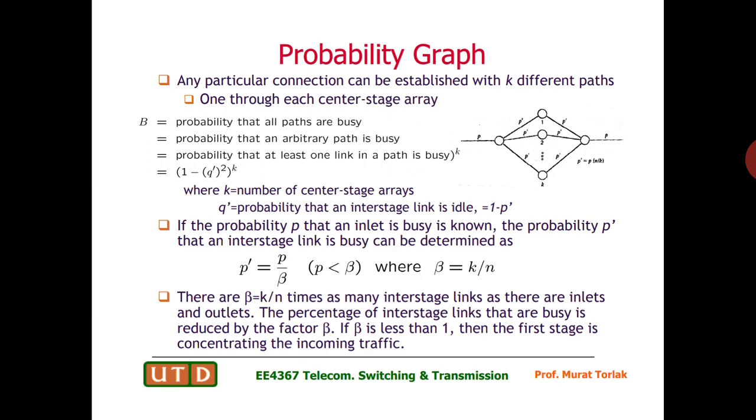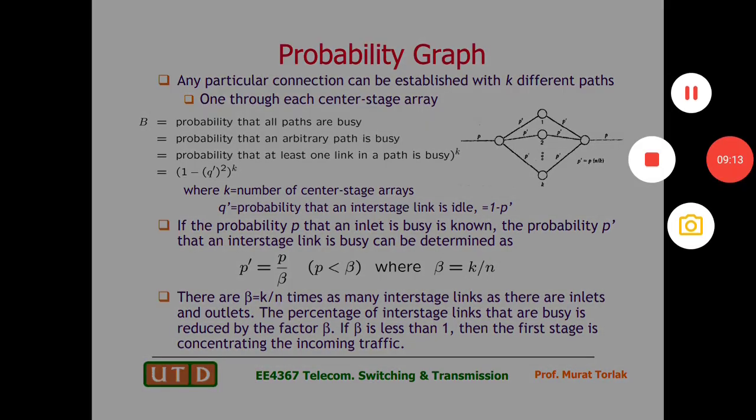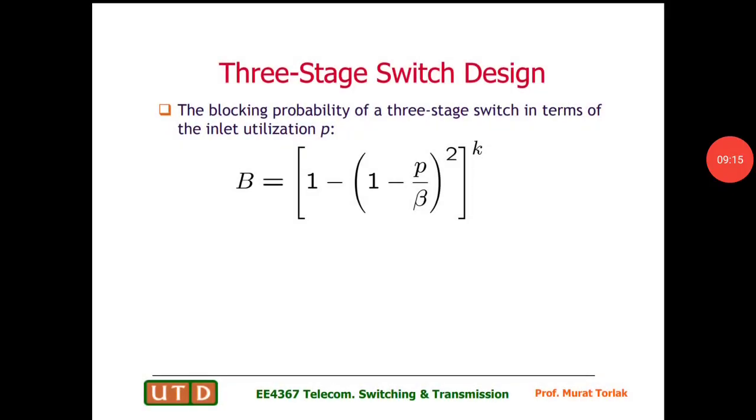Three-stage switch design. The blocking probability of a three-stage switch in terms of inlet utilization P: B is equal to 1 minus (P by beta) square, whole to the power k.